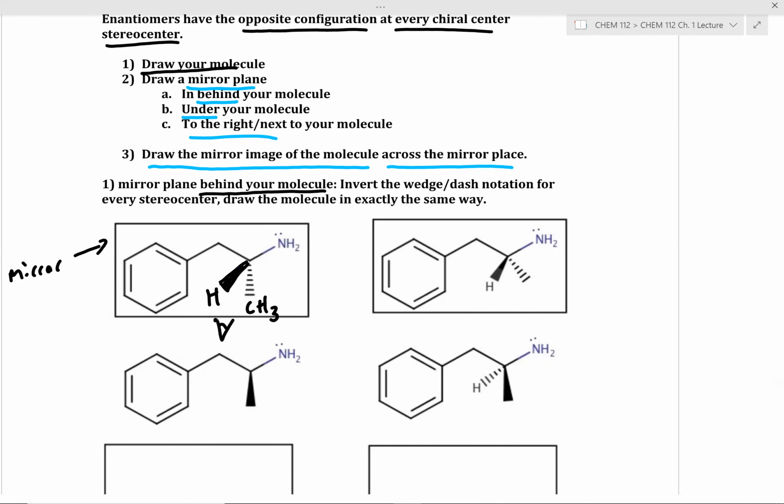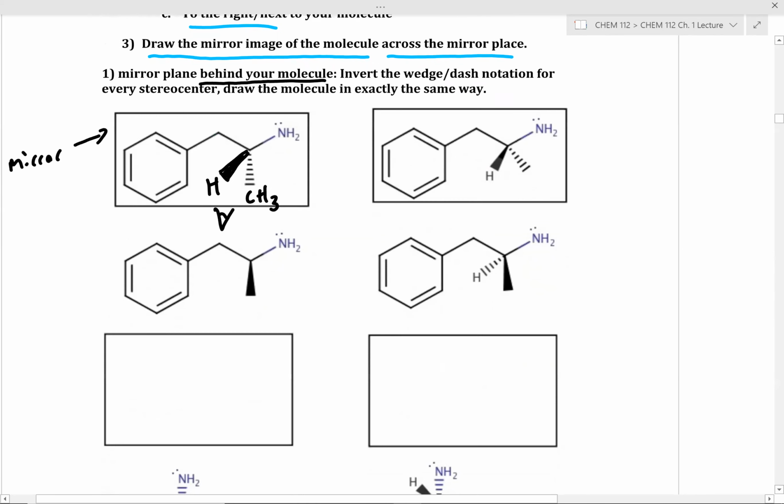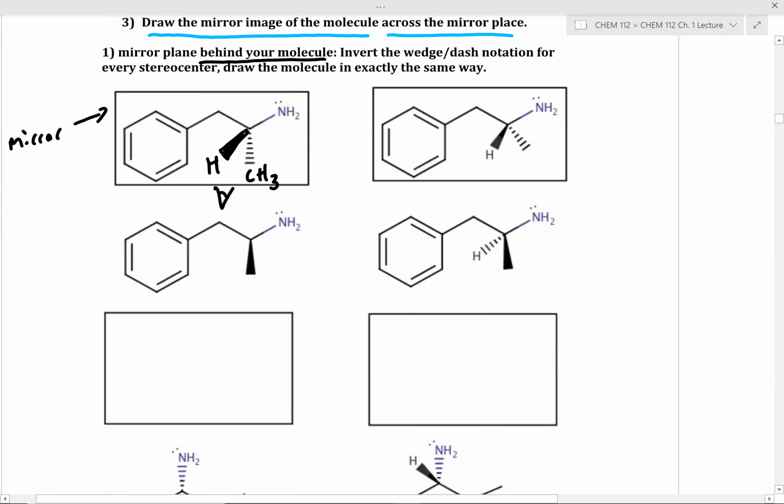Let's take a moment to try this. So we have our hydrogen originally in front and our methyl groups in black. Once we reflect it about the mirror plane, we end up with our methyl in front and our hydrogen in the back.